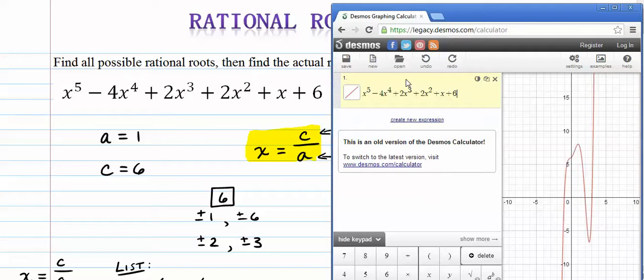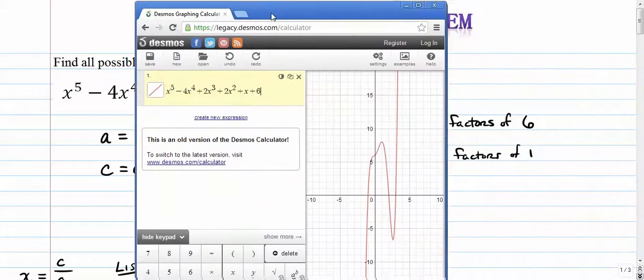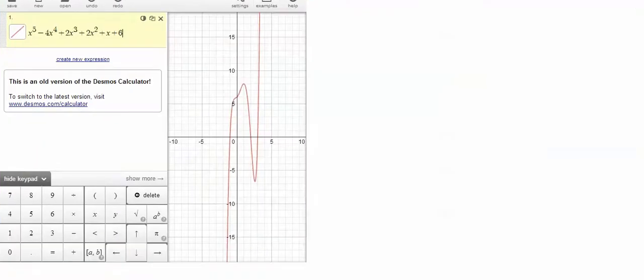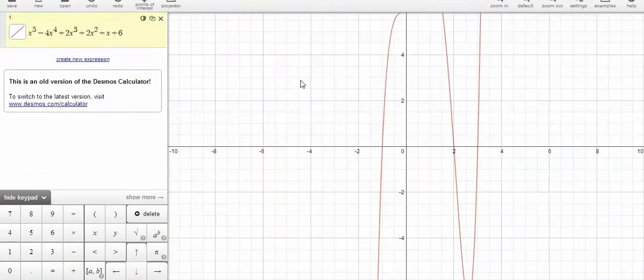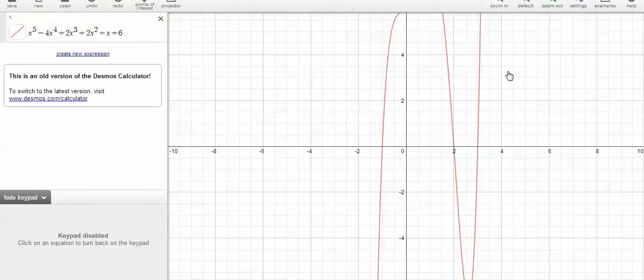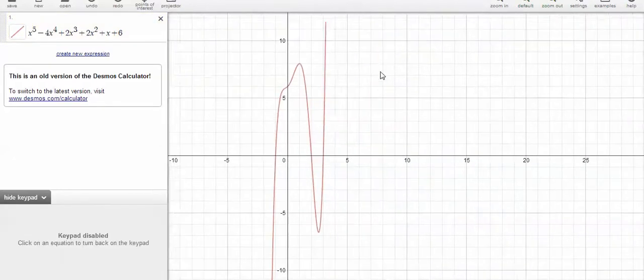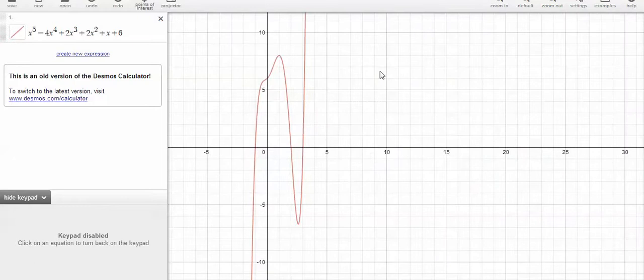All right, let me make sure I typed it in correctly, and I believe that I have. So this is what the graph actually looks like. Let me zoom out just a tiny bit here. That's what the graph actually looks like. All right, if we go to the important points here on Desmos, there's a button for that. I see that I have a -1, I have a +2, and I have a +3.